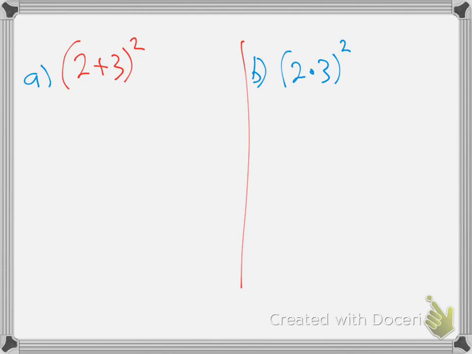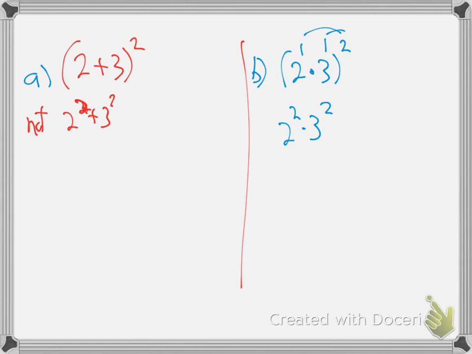B, because there's no plus or minus, it's just times. So here it's okay. It's okay to just go 2 squared, 3 squared. That's right. Over here, if you went 2 squared, 3 squared, that's not right.